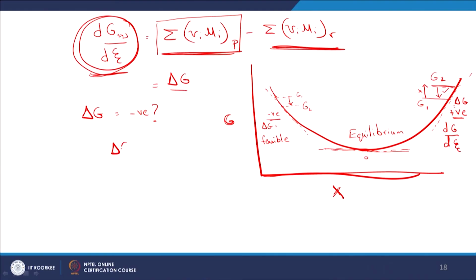So we are going to tie everything up. Delta G negative means the reaction is feasible. Delta G being positive means the reaction is not feasible, or the reverse reaction is feasible. And delta G equal to 0 means the system is at equilibrium. Okay, so let's move on and see what we have next.